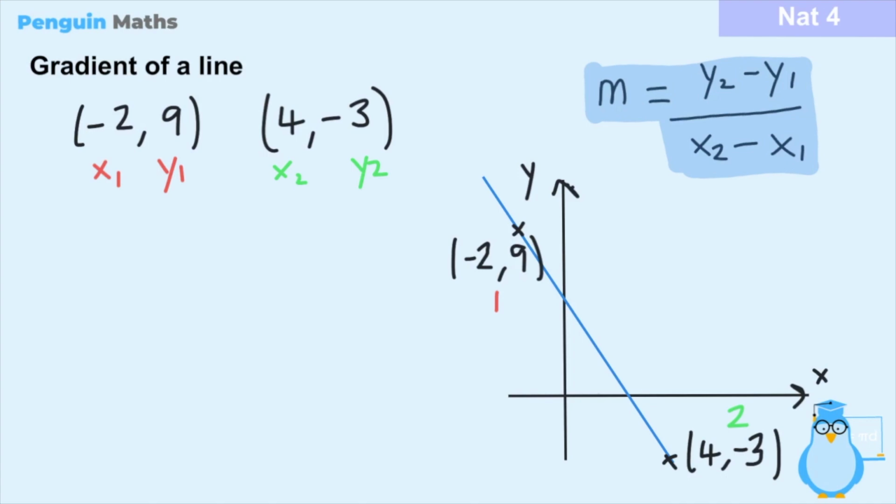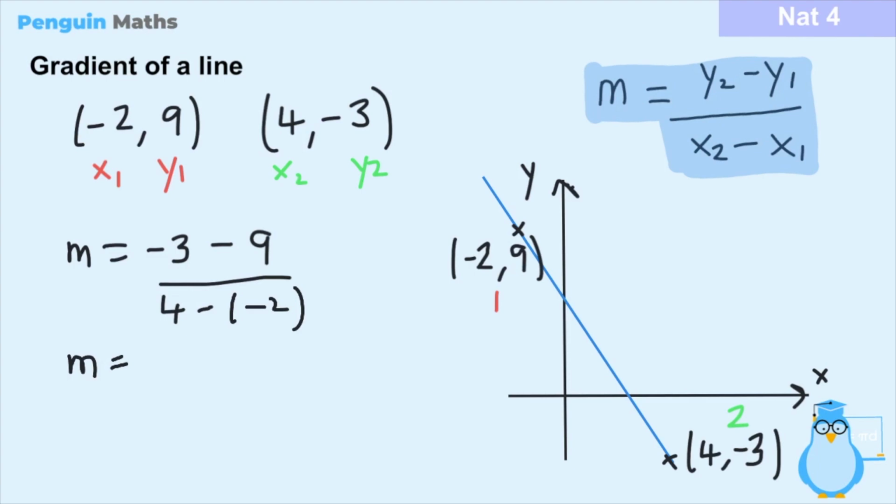So our next job is to put these values into our equation. So our equation is m is equal to y2 minus y1 divided by x2 minus x1. So from our equation, we know that y2 is equal to minus 3, and that's take away y1, which is 9. So on the top we have minus 3 minus 9, and then we have x2, which is 4, minus x1. Now notice here that x1 is equal to minus 2, so we want to say that the bottom part is going to be 4 minus minus 2. So don't forget to put that in there.